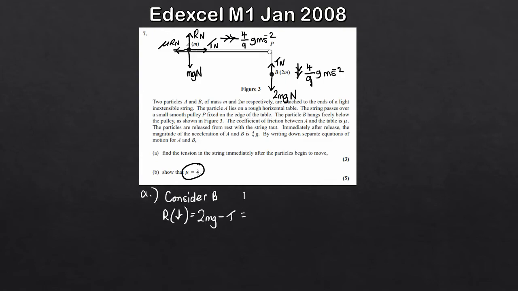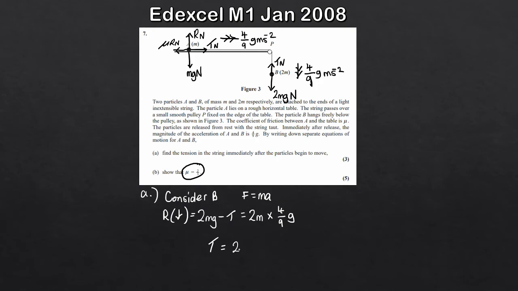That's going to be equal, using F equals ma, to the mass, which is 2m, times the acceleration, which is 4 over 9 g. Again, we want to find the tension, so this is just a matter of solving in terms of T. If I want to make T positive, I'm going to take this T across and take all of this to this side.